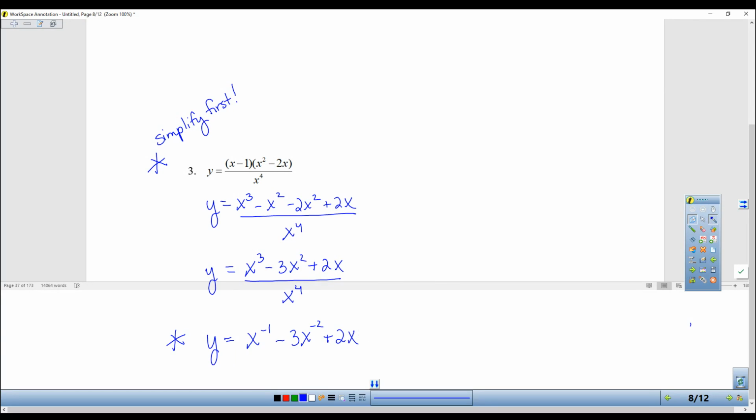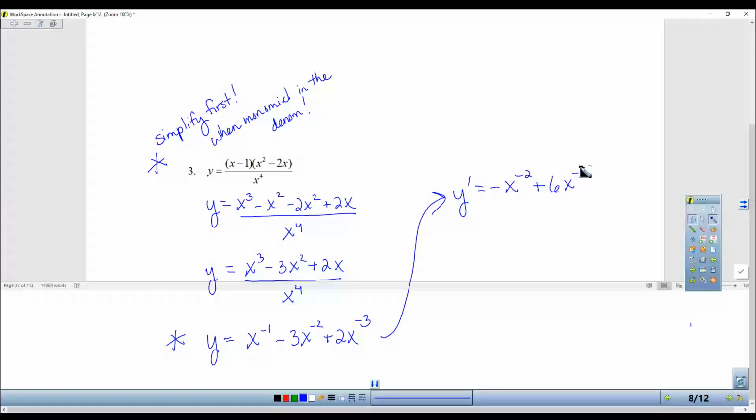When I simplify first, when there's a monomial in the denominator, meaning a single term in the denominator, I apply that to each of them, and now it's an easy problem. So remember, these are all y. Now I'm going to switch it to y prime is equal to negative x to the negative 2 plus 6x to the negative 3, just using my power rule, minus 6x to the negative 4.